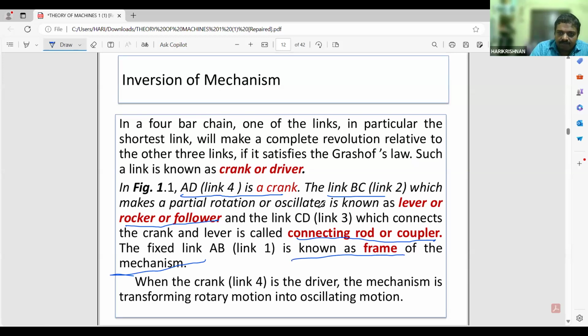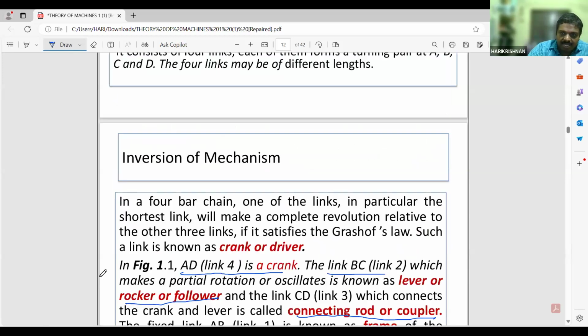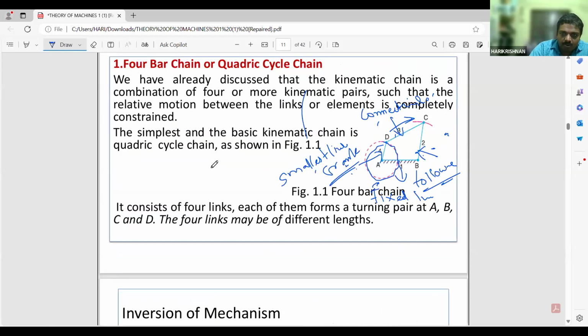So what is the specialty of this mechanism? The rotary motion of AD is converted to oscillating motion. AD will trace a circle, but BC has a very large radius compared to AD, so it will not trace a circle, it will just oscillate. The concept is clear, no?